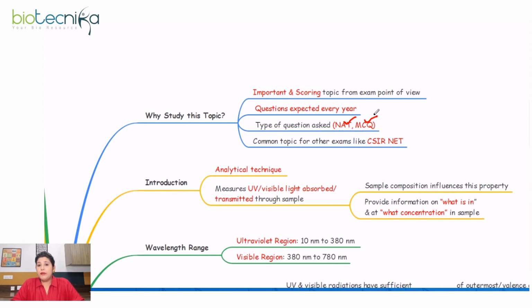And when it comes to multiple choice questions, they can give you an application based question, like they can ask which particular spectroscopy technique can be used to determine the alpha helix structure of proteins. And in the options, they can give you circular dichroism, UV visible spectroscopy, infrared also. So unless you are familiar with the principle of these techniques, you are not able to answer such questions.